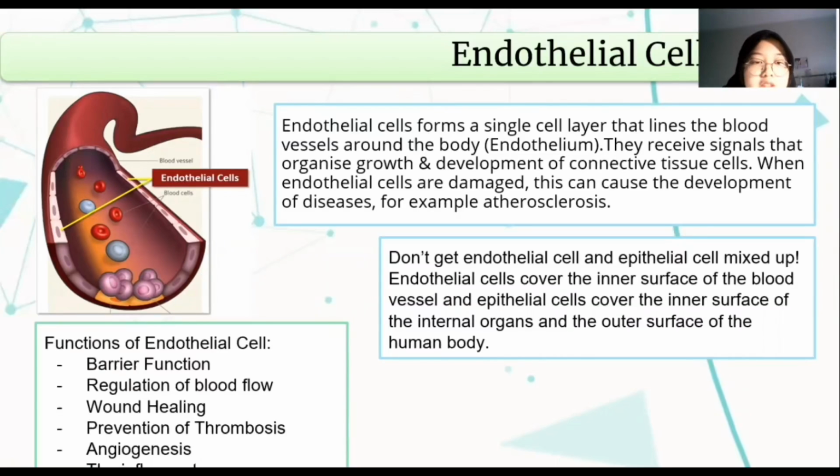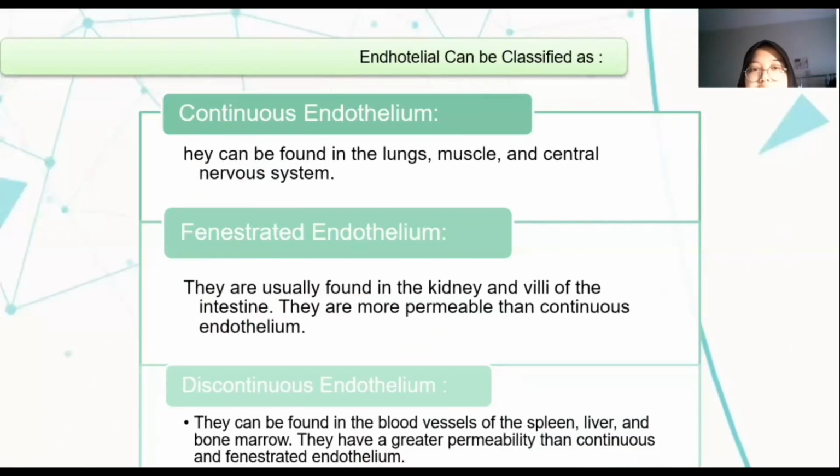Here are the main functions of endothelial cells. The first one is barrier function. The name suggests itself, that barrier function is the barrier between the blood vessel and the external environment. Second one is regulation of blood flow, wound healing, and prevention of thrombosis. Thrombosis in this definition means prevention of blood clots. Endothelial cells could be classed as three different types.